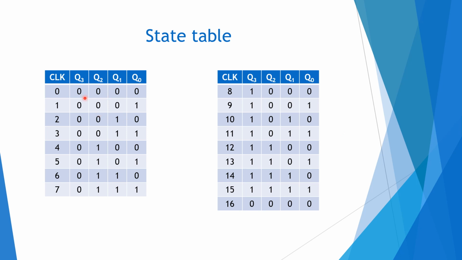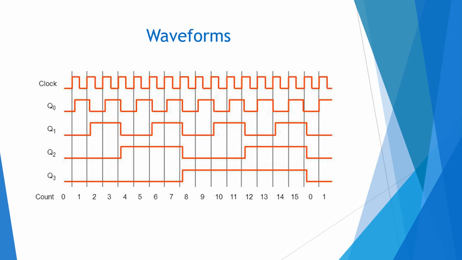So this is the state table. It counts from 0, 1, 2, 3, 4, 5, 6, 7, 8, 9, 10, 11, 12, 13, 14, 15, and then to 0. So it goes through a loop from 0, 1, 2, 3 up to 15 and then to 0. And these are the waveforms. Combined, we can see it is 0 to 15.